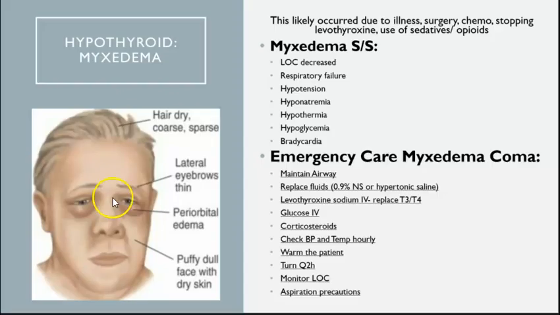This is an example of myxedema, which is severe swelling, and it's going to be all over the body. Just make sure we know our emergency care. So if our patient is maybe not taking their thyroid medication correctly, or maybe they get sick, maybe something's happening, and we start to get concerned about myxedema. Well, myxedema could turn into a coma.